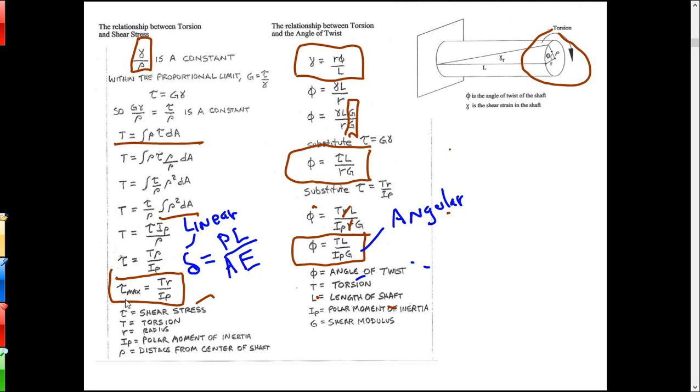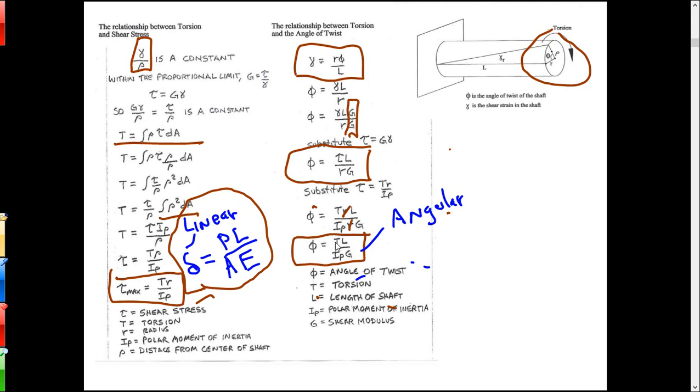Now these are the two fundamental relationships that we use when we're working with shafts. So I've boxed them in. The maximum shear is T R over I, and the twist angle is T L over I G. Now I have these labeled here, angular, because that's an angular relationship for twist angle. Notice the similarity that it has with the linear relationship here that I'm circling right now, that we've already studied. Delta is analogous to phi. Delta is a linear deformation.